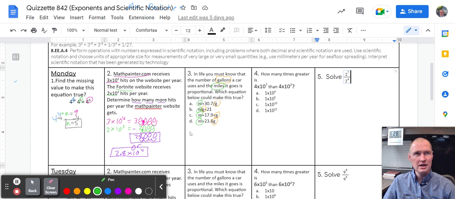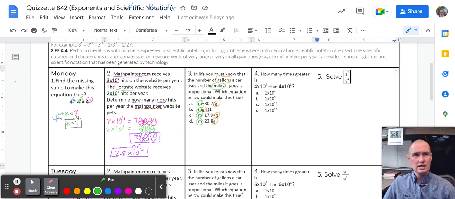And last but not least, it looks like we have some extra numbers. We got 30.7, 21, 17.9, and 23.8. Now, nowhere in the problem do I see those numbers. So what I need to do is take a look at the problem one more time and really understand what they are asking. In life, you must know that the number of gallons a car uses and the miles it goes is proportional. Okay, so what that means is that they're the same. So which equation can make this true?